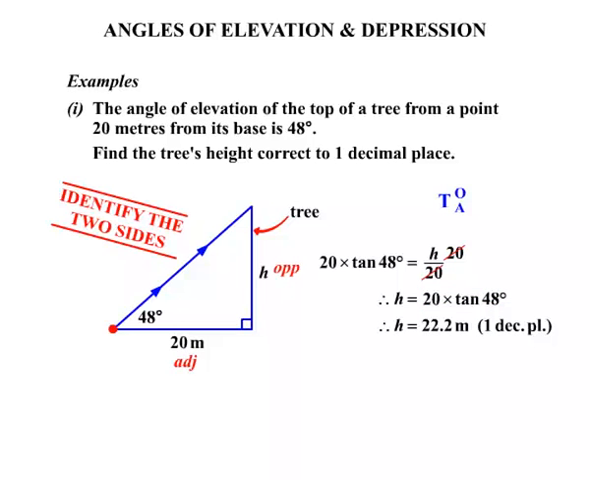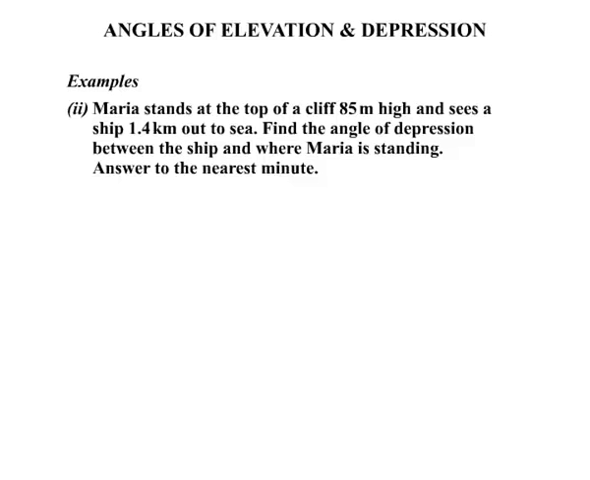That is brilliant. Our second example now. Maria stands at the top of a cliff 85 meters high. Alright, hope she doesn't suffer from a fear of heights. So she stands on the top of a cliff 85 meters high and sees a ship 1.4 kilometers out to sea. Now we need to find the angle of depression between the ship and where Maria is standing. We're going to answer to the nearest minute. Well, as before, let's get a diagram going.